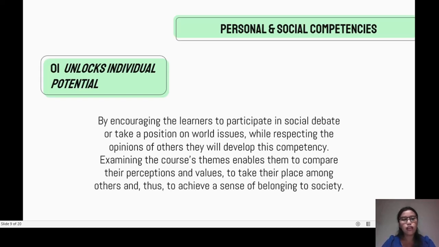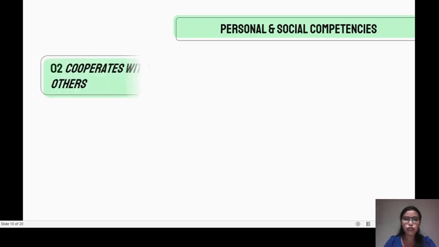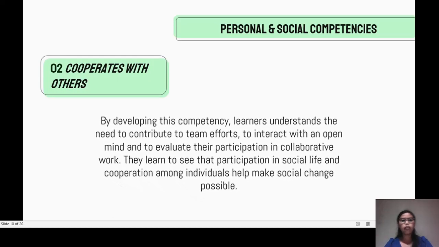So in CW, you might also discover any hidden potential that you might have. Another one is cooperating with others. In developing this competency, learners understand the need to contribute to team efforts, to interact with an open mind, and to evaluate their participation in collaborative work. They learn to see that participation in social life and cooperation among individuals help make social change possible.